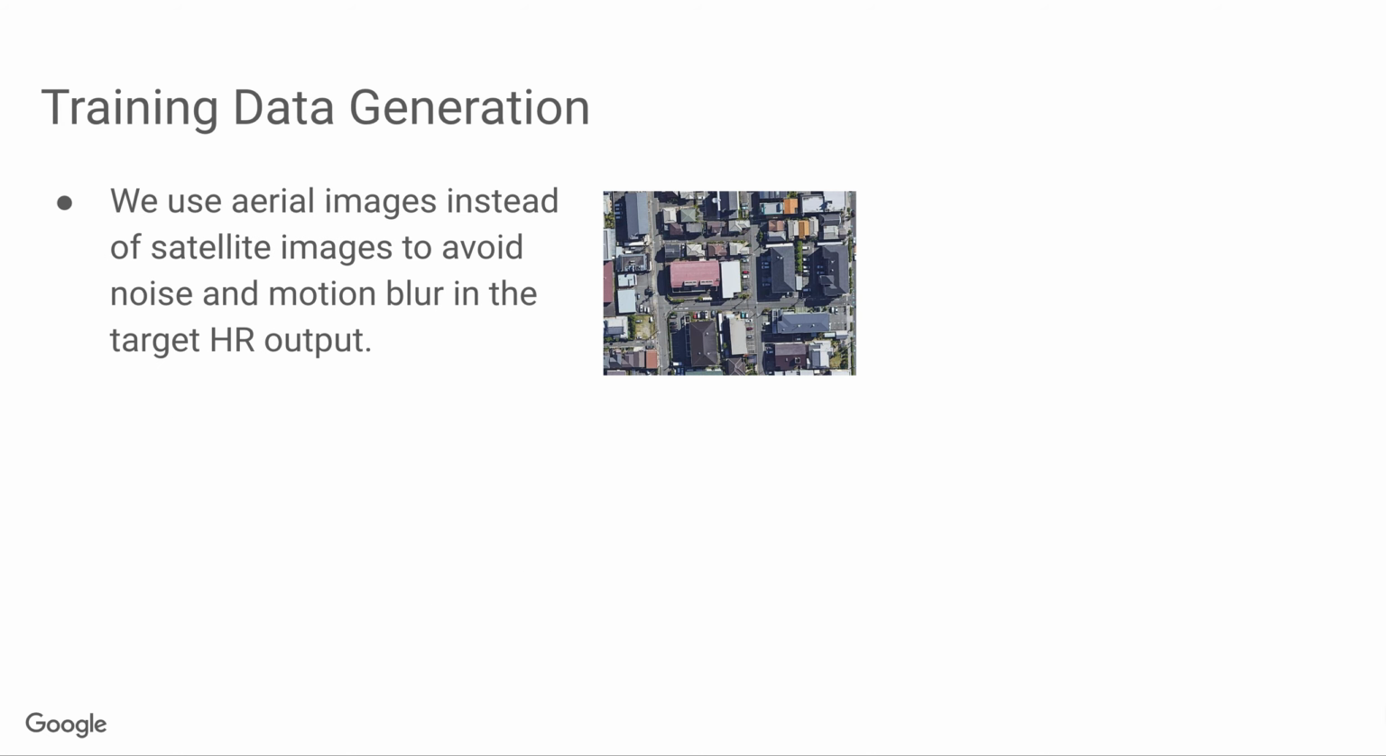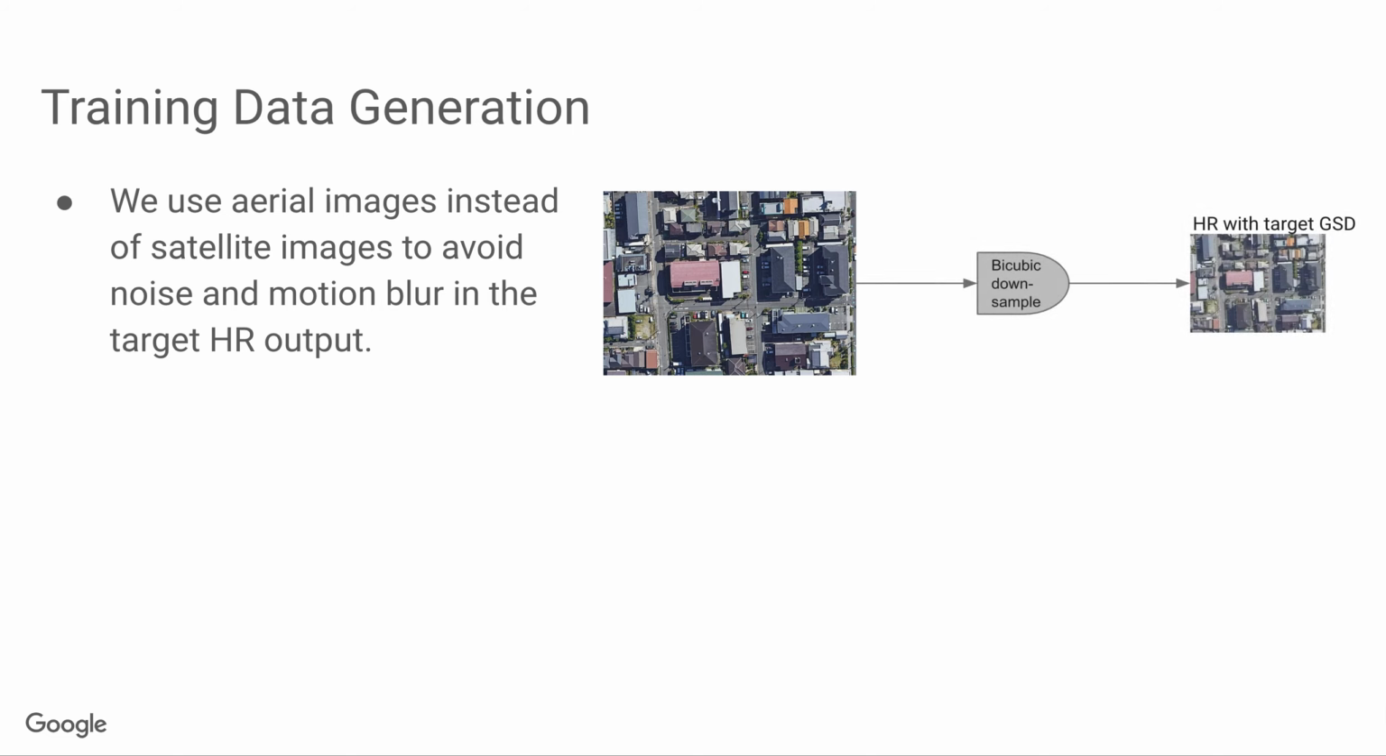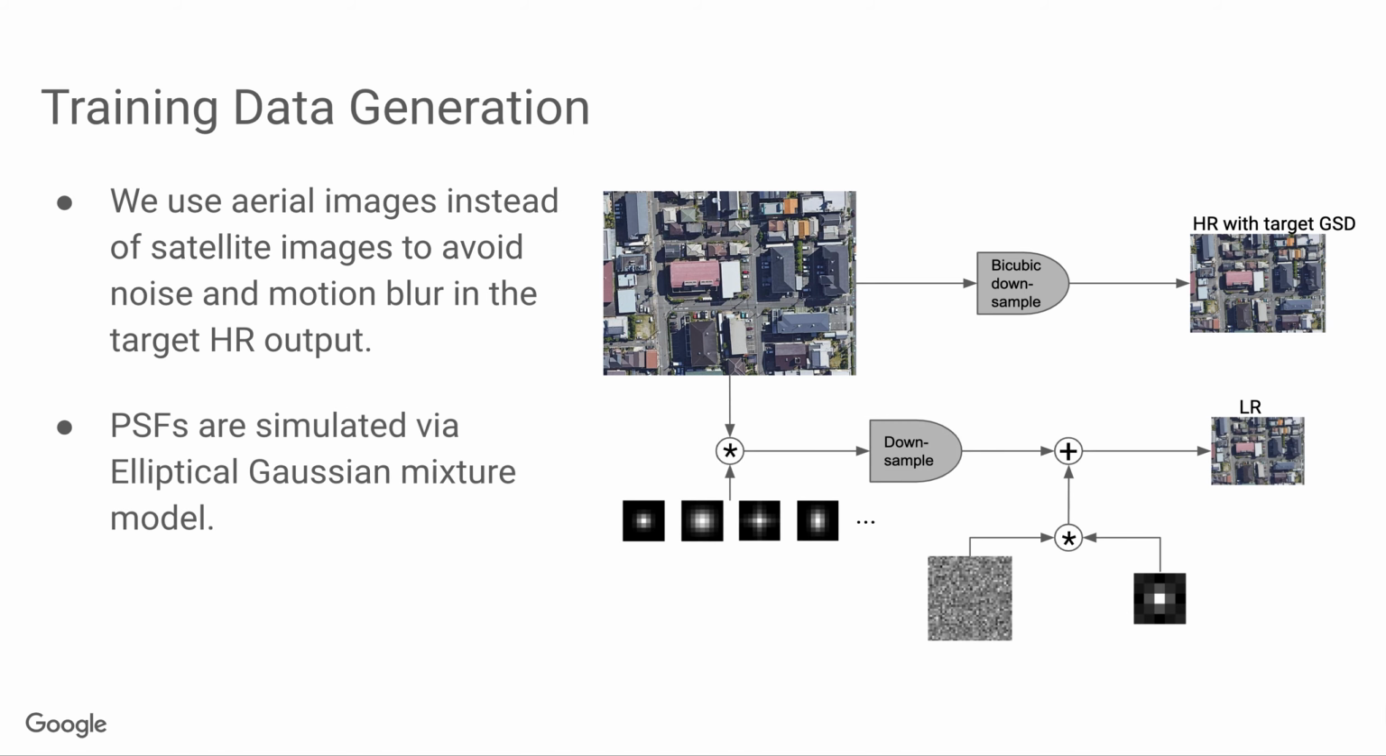We use this model to generate training image pairs. Aerial images are selected as the data source instead of satellite images in order to avoid noise and motion blur in the target high-res images. The point spread functions are simulated via an elliptical Gaussian mixture model, which is invariant inside a single training image, but changing across images. Noise is synthesized using the way we described earlier.